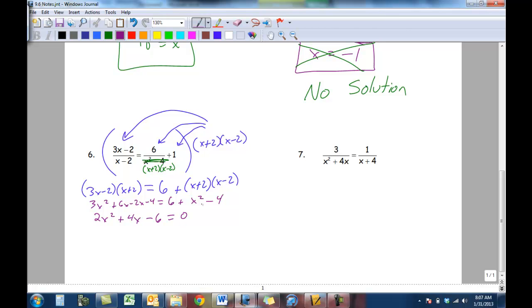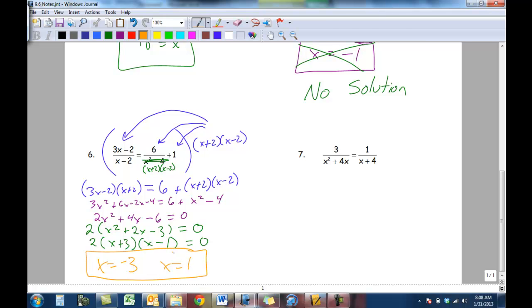Alright, took all this stuff, got it to this side. Now let's factor. The first thing I look for is a GCF. They all have 2's in it, so 2 times the quantity of x squared plus 2x minus 3 equals 0. What multiplies to negative 3 and adds to 2? Well, it would be x plus 3 and x minus 1. And so our final answer here is x equals negative 3 and x is equal to 1.